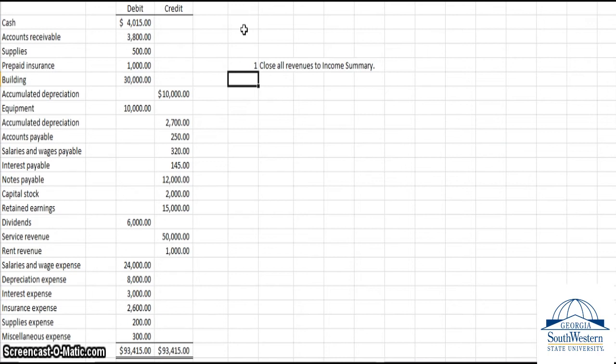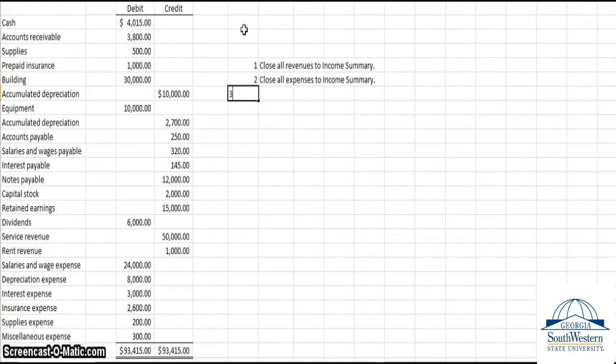But income summary is a temporary account that's only used to close accounts, and then it disappears again. Okay, it shows up for closing and then goes away, because that's its only purpose. And the purpose of income summary is to have somewhere to close all of your income statement accounts to. So your revenues and your expenses get closed to income summary. All right, so 1 is to close all revenues to income summary. 2 is to close all expenses to that account called income summary.